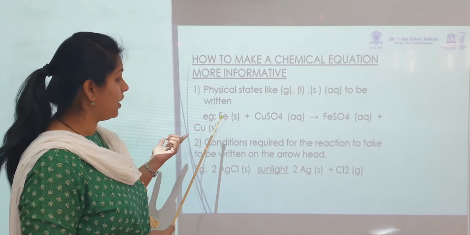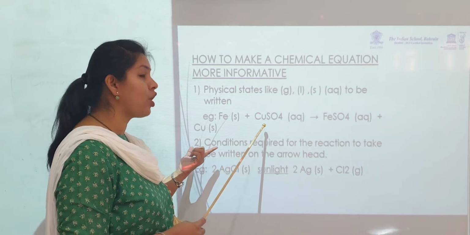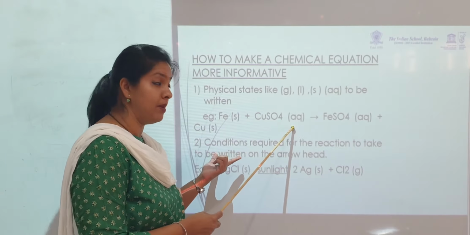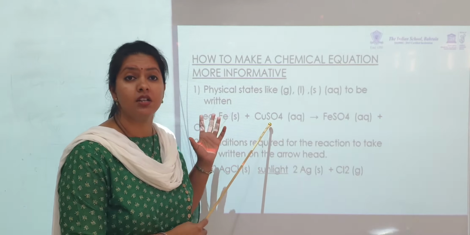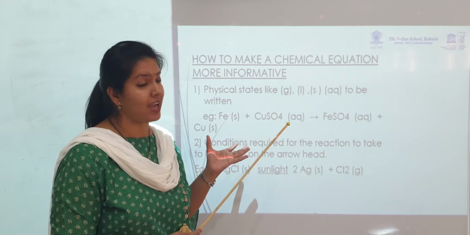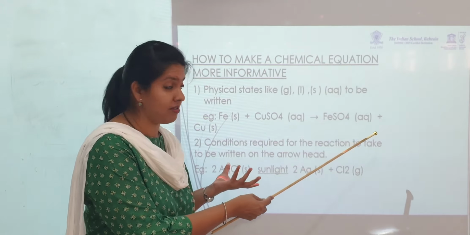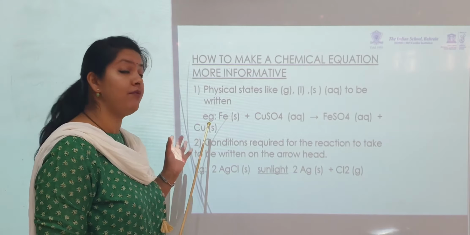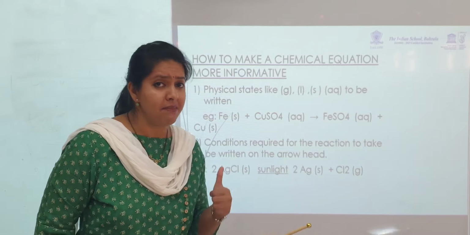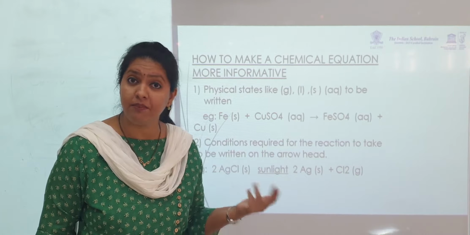For example, look at this reaction. Iron in the solid state reacts with copper sulfate in aqueous medium. What does this mean? I have taken blue colored copper sulfate salt, dissolved it in water and prepared it in an aqueous medium. It gives me ferrous sulfate in the aqueous medium because water is a medium, and with a deposit of reddish brown color copper which is in the solid state. So if I mention the physical states in a balanced chemical equation, I am making it more informative.